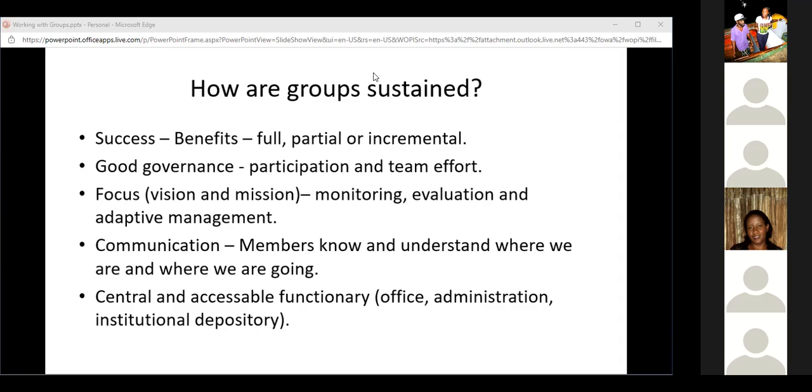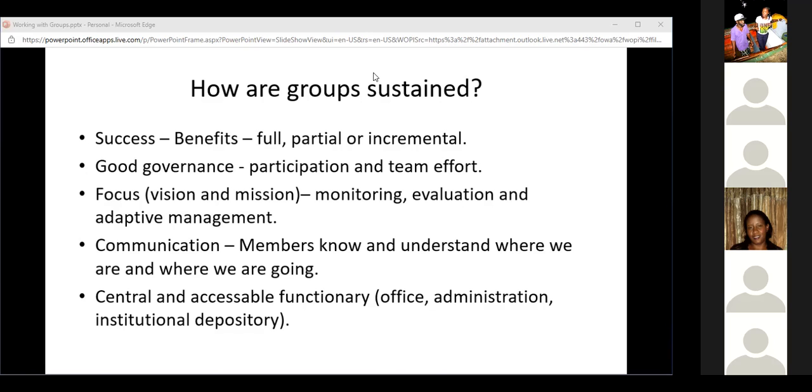Do we need to take a side road? Do we need to put in more resources? Do we need to change the manager? Do we need to change the processes or the structures? Focus. Communication is important. And again, I mentioned communication briefly when I looked at governance.